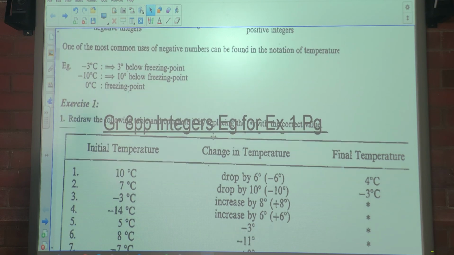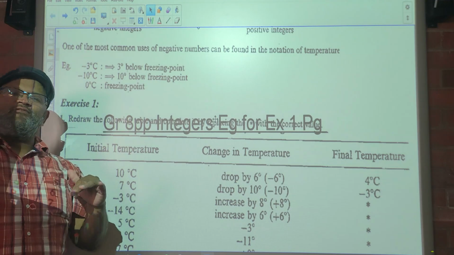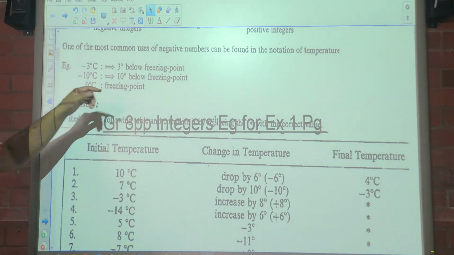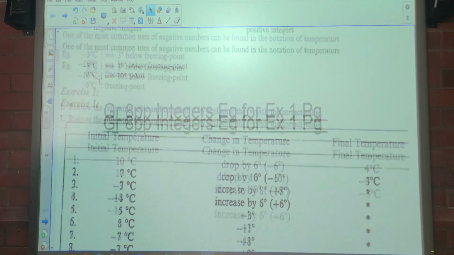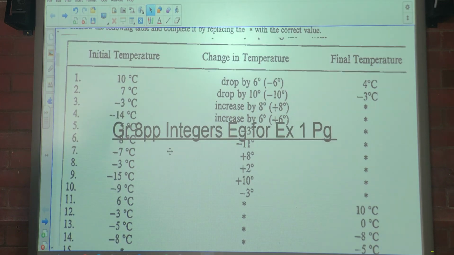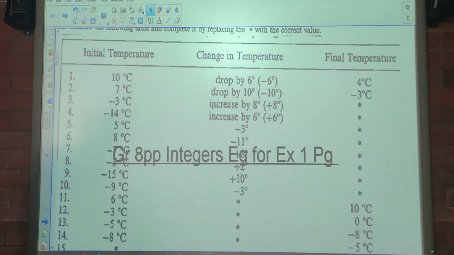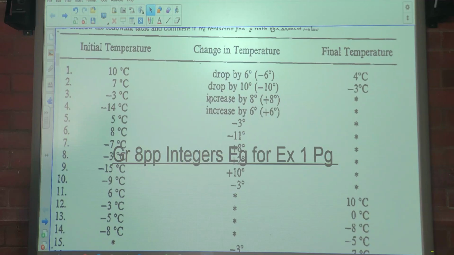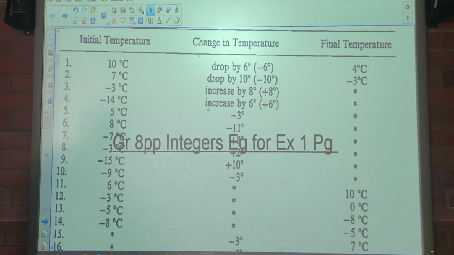Okay, so if you've got negative 3 degrees, we know it's 3 degrees below freezing point. If you've got negative 10 degrees, it's 10 degrees below freezing point. And what is freezing point? 0 degrees. So at this point, we have also concluded this exercise here already.